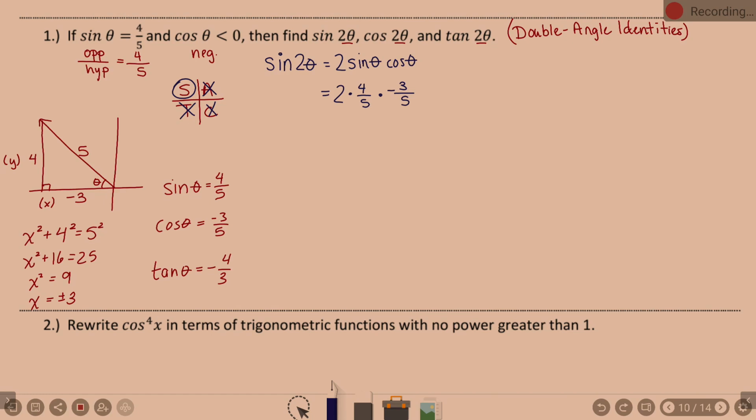You can calculate it. I was just going to do it in my head. I mean, what's 2 as a fraction? 2/1. So just multiply across. What do we get? -24/25. That's it. So we know that sine of 2 theta is equal to -24/25.